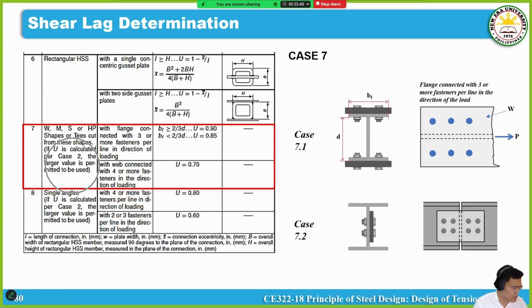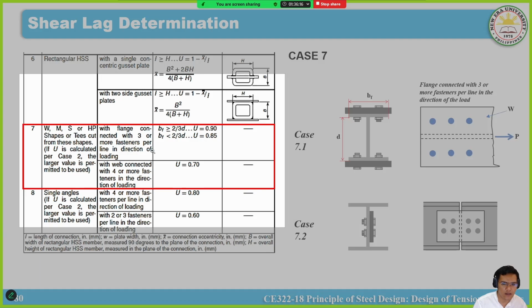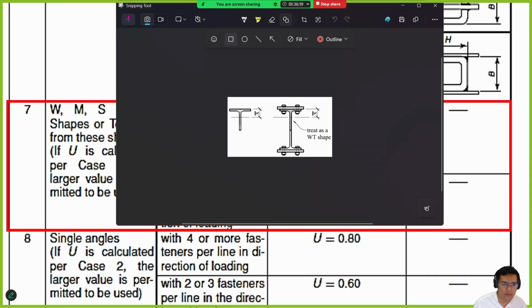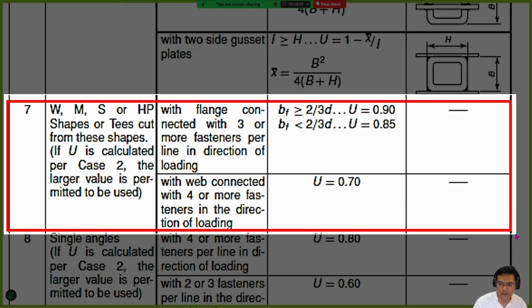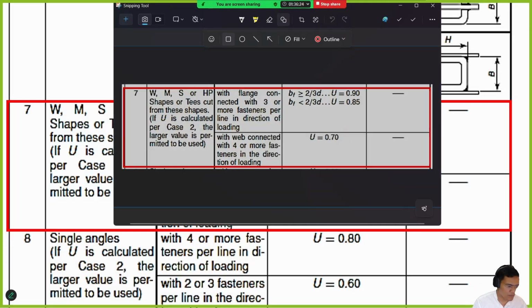Kasi baka pwedeng meron siyang value. So ayan, sabi dito, i-check mo kung saan ka connected. Kung flange ka, itong row na to, kung web ito naman. So flange tayo. So we need to check yung values ng ating b sub f and d, and we need to check saang range tayo magpo-poll. So meron tayong dalawang range. Sige, let's investigate itong case 7.